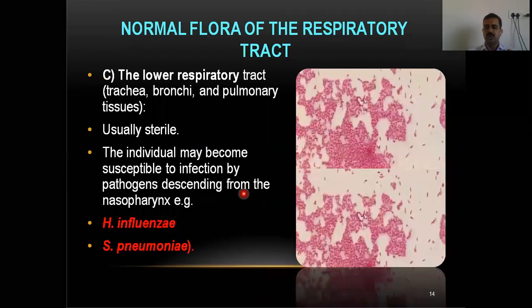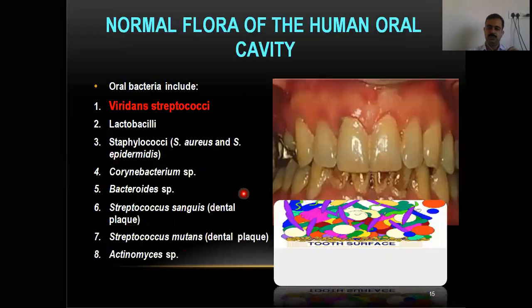The lower respiratory tract, that is trachea, bronchi, and the pulmonary part, are usually sterile. The individual may become susceptible to infection by pathogens descending from the nasopharynx. So those pathogens which go from the nasopharynx can reside inside the lower respiratory tract. Some of them are Haemophilus influenzae and Streptococcus pneumoniae.